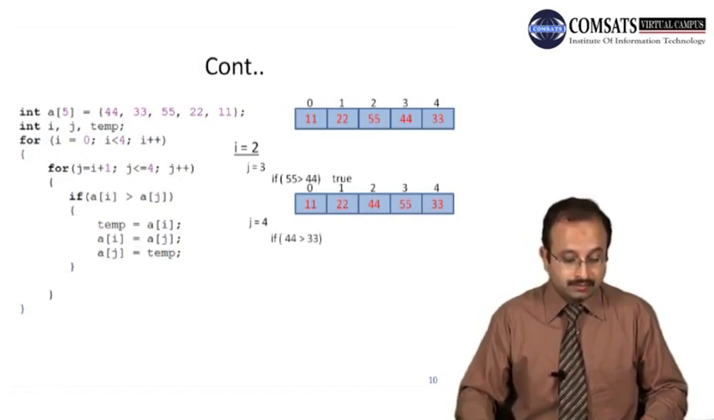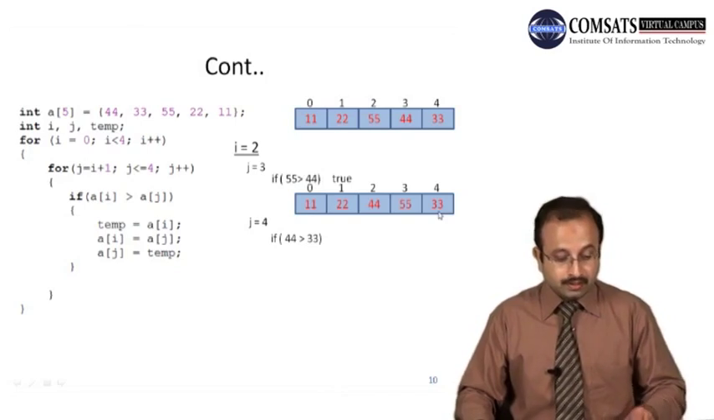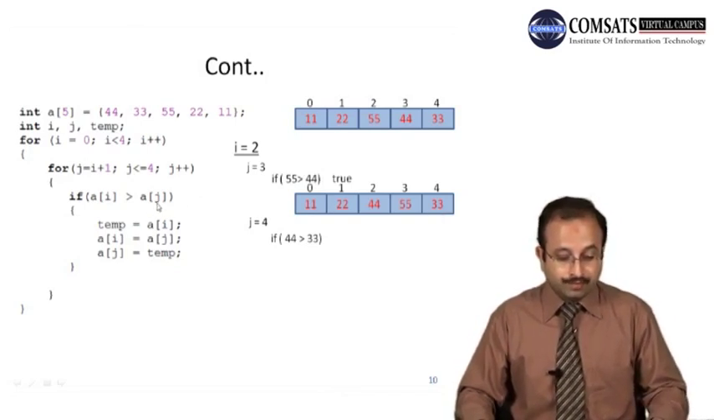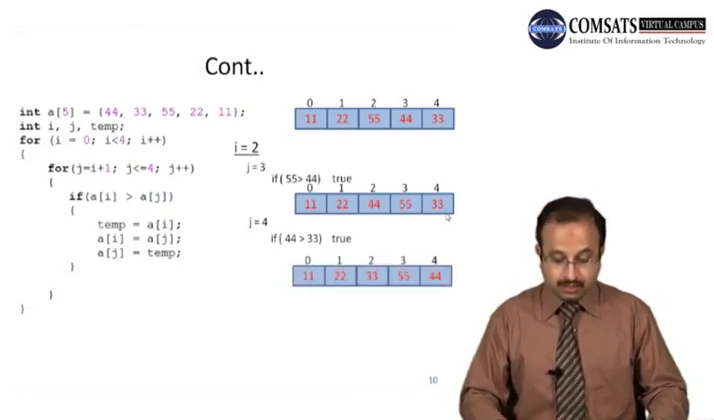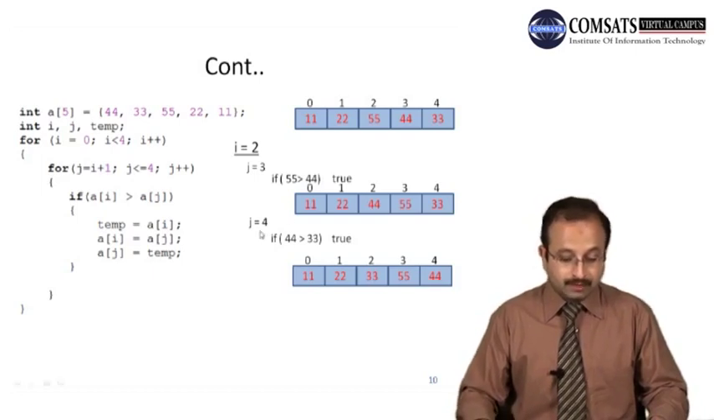Now the comparison is a of 2, that is 44, is greater than a of j, and j is actually 4. So a of 4 is 33 and a of 2 is 44. So 44 is greater than 33, the condition is true, and it will swap the element at the second index and the fourth index element. When these two elements are swapped, the array will look like this. Now the value of j becomes 5 and the condition is false.